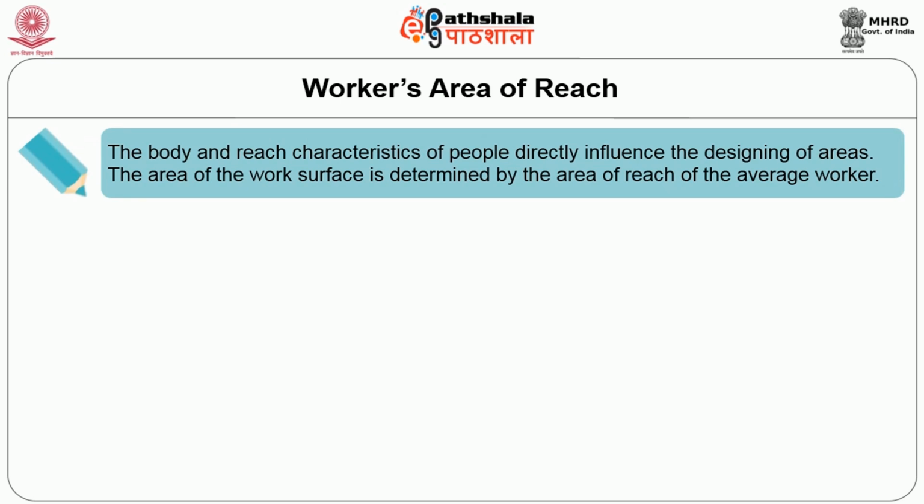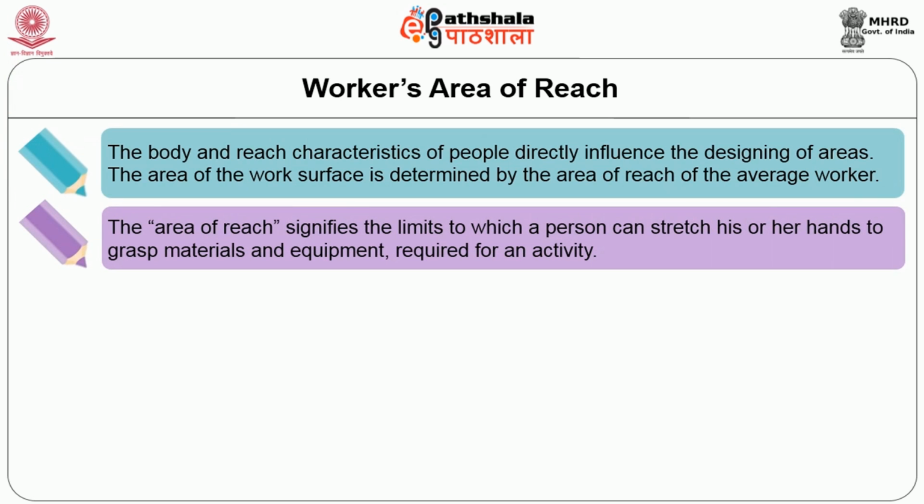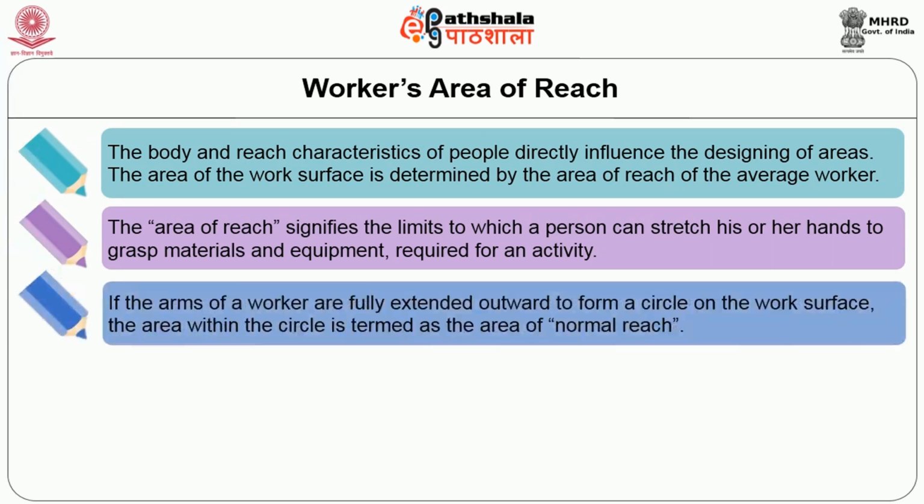The area of the work surface is determined very much by the area of reach of the average employee. The area of reach signifies the limit to which a person can stretch his or her hands to grasp the material and equipment required for any activity. If the arms of a worker are fully extended outward to form a circle on the work surface, the area within the reach circle is termed the normal reach.